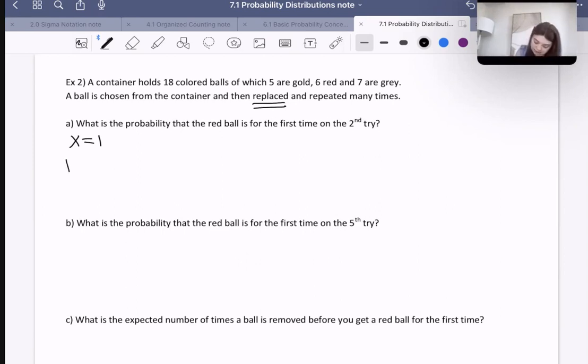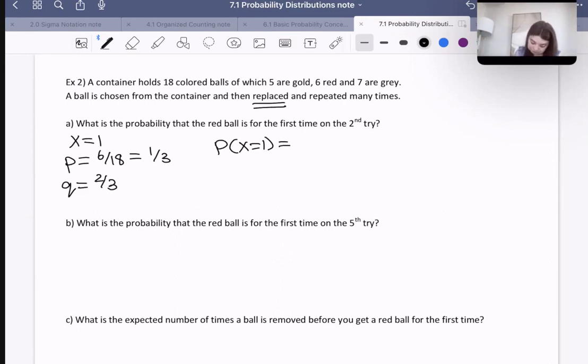Now, what's the probability of a success? Well, there's 18 balls, and 6 of them are red, so it's 1/3, which means that q must be the other 2/3, right? So let's do this. What is the probability that x is equal to 1? Or in other words, what's the probability that we get 1 failure and then a success?